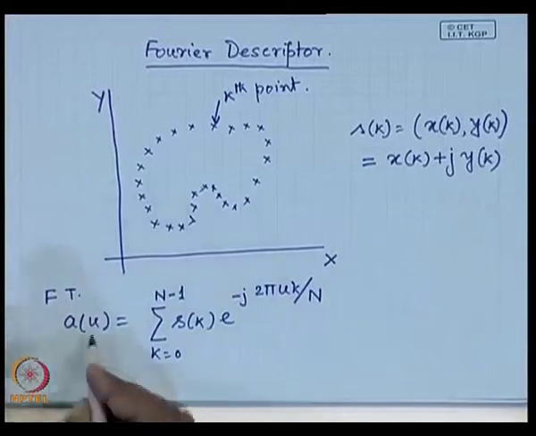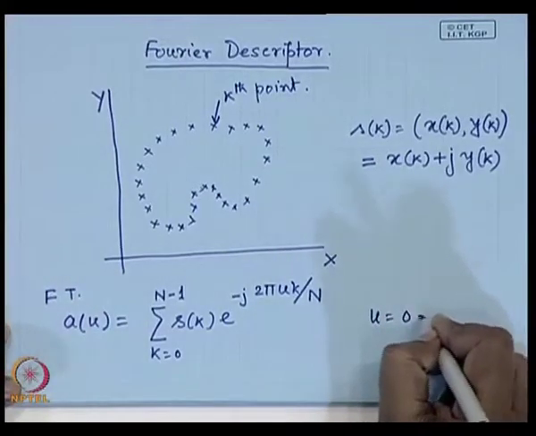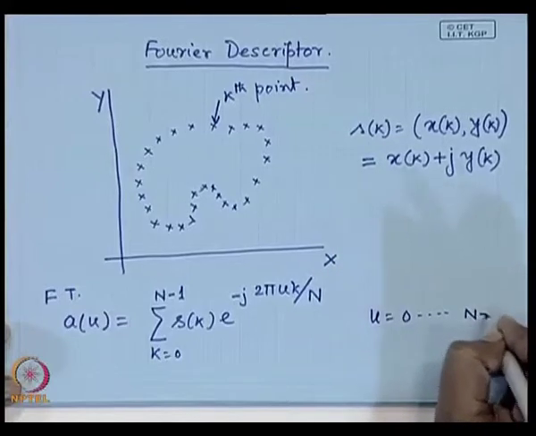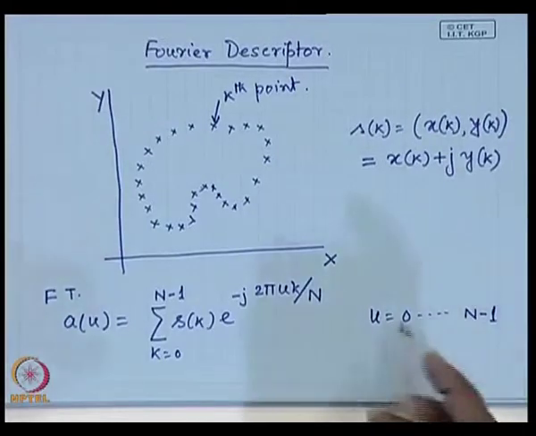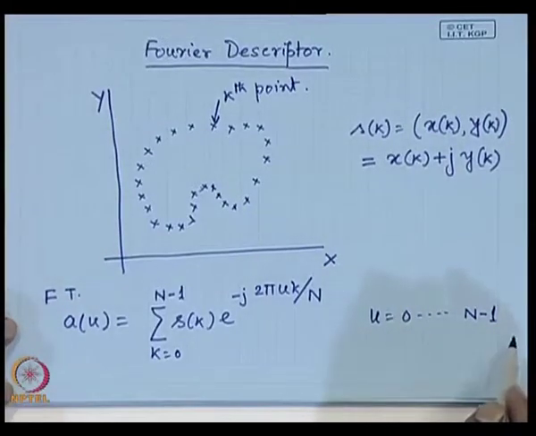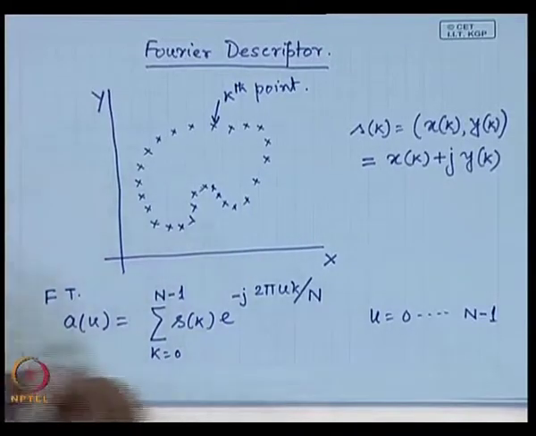Okay. So, I get this A u, where u will also vary from 0 to capital N minus 1, because if I take the Fourier transform of N number of points, I get N number of coefficients. So, this u also varies from 0 to capital N minus 1, that means I get capital N number of coefficients. Okay. So, these capital N number of coefficients can be represented as a vector. So, I have an N dimensional vector.